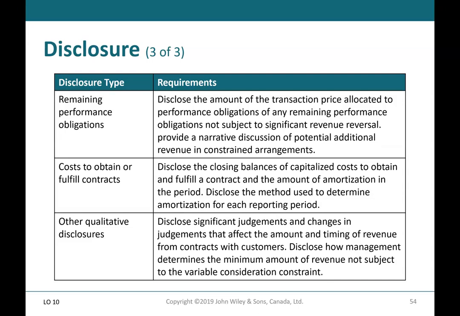Disclosure type. Other qualitative disclosures. Requirements. Disclose significant judgments and changes in judgments that affect the amount and timing of revenue from contracts with customers. Disclose how management determines the minimum amount of revenue not subject to the variable consideration constraint.